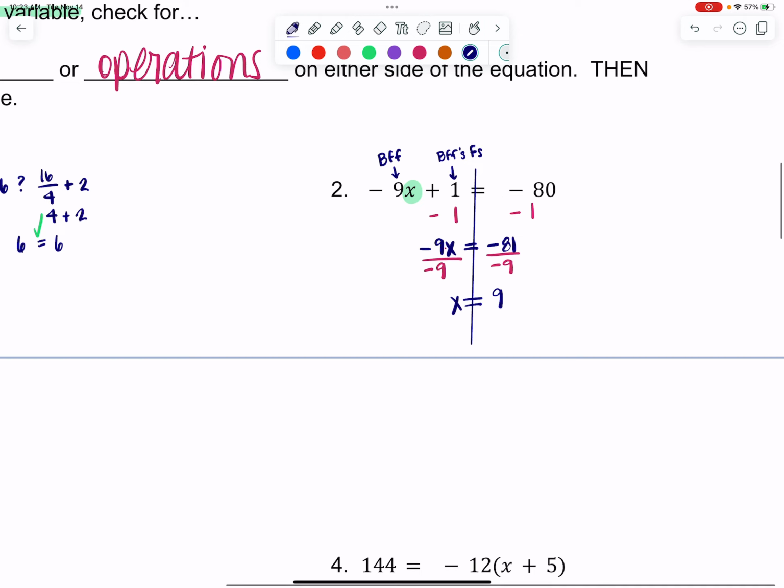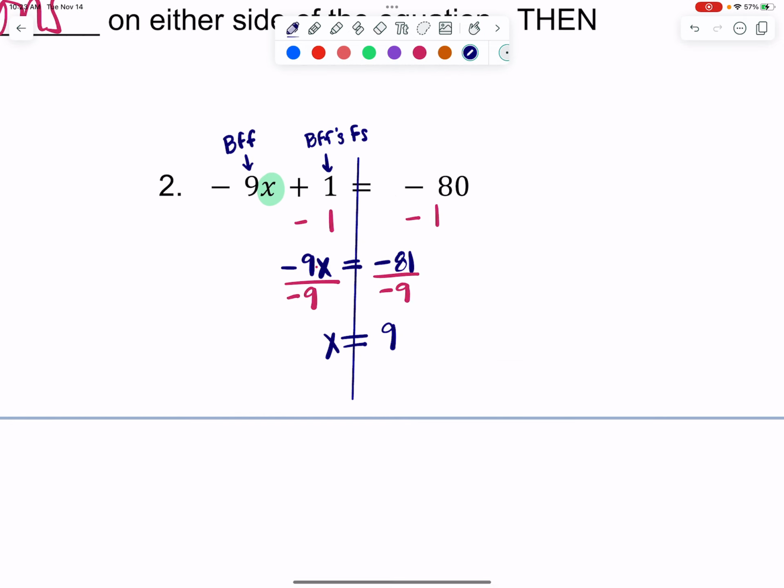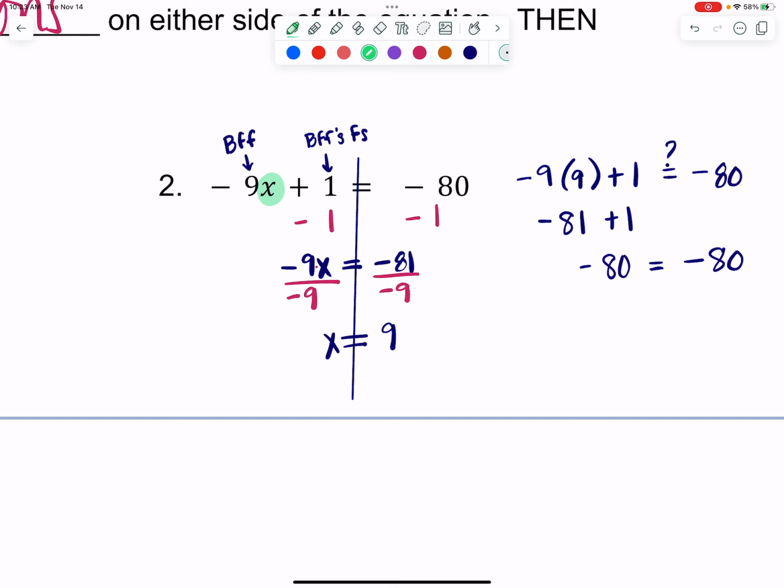If you want to check it, you absolutely can. We'll plug it back in for the x value and see if both sides of our equation are equal. Negative 9 times 9 is negative 81. Negative 81 plus 1 is negative 80, and that is absolutely equal to negative 80. So, yes, 9 is the correct answer for our equation.